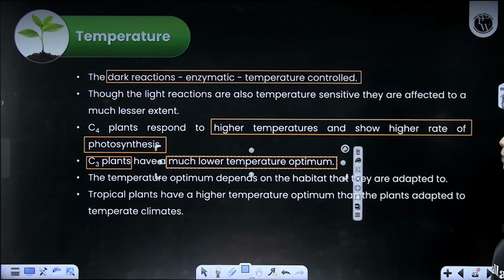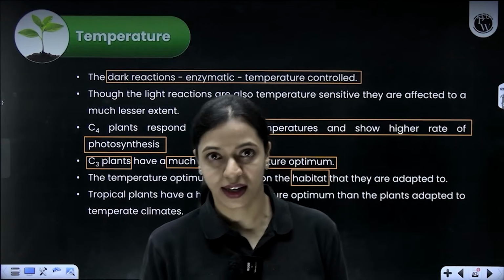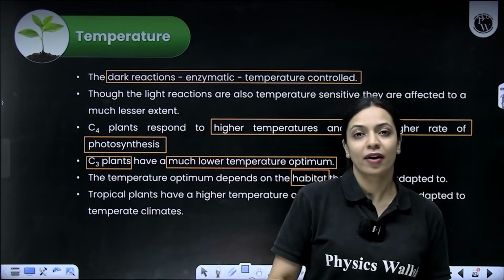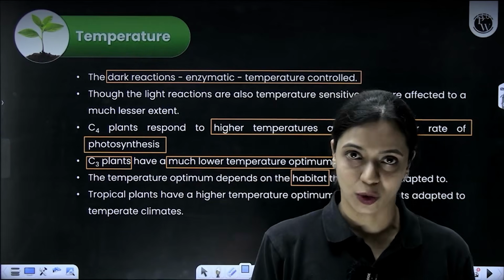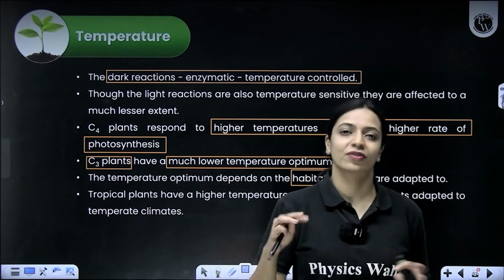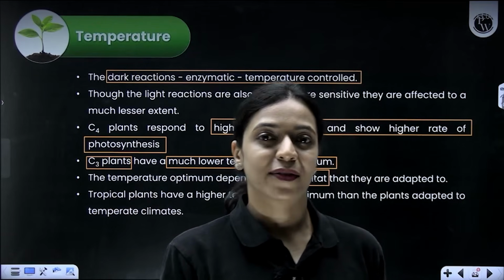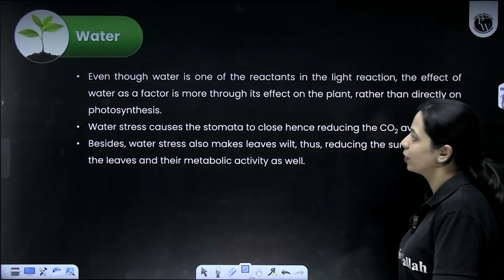The temperature optimum depends on the habitat too. For example, if plants are growing in a country like India, which is a tropical country, they will have a higher temperature optimum. If they're growing in Greenland, Iceland, or Scotland, then the temperature optimum will be low. According to what kind of environment it's growing in, what the ambient temperature there is, it will have its own temperature optimum range. Okay, now moving on to the last part, water.